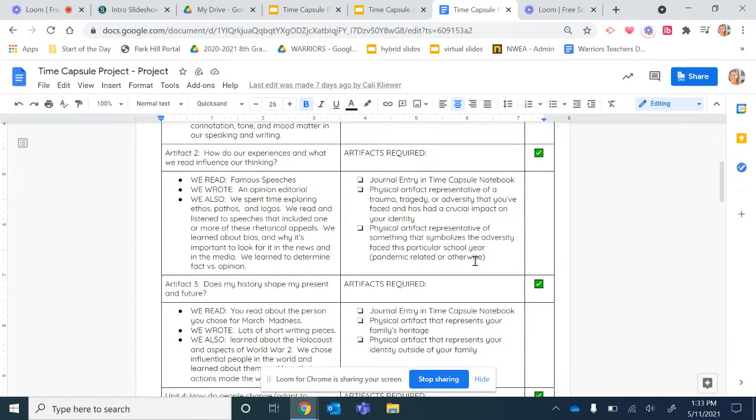Okay, the next one, Artifact 2, how do our experiences and what we read influence our thinking? This is when we went over bias in the media and fact versus opinion and things like that. So your objects, if you look over here with me, is representing a trauma, tragedy, or adversity that you faced and has had a crucial impact on your identity. And then a physical artifact representative of something that symbolizes the adversity faced this particular school year.